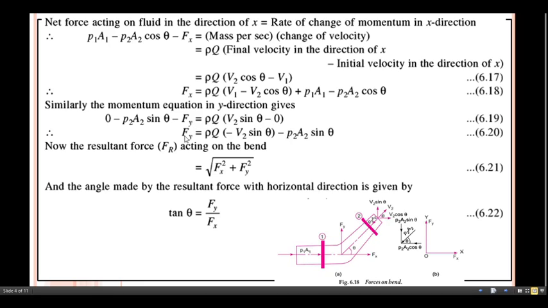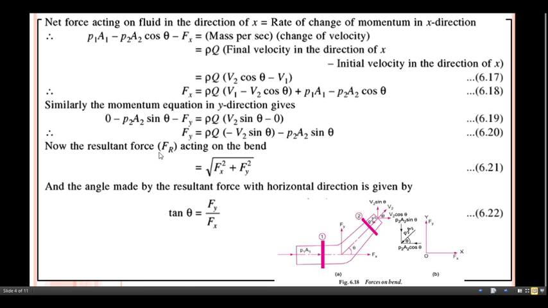Okay, so what about the Fy? If I take this Fy towards one side and the remaining terms towards the other side, then in this way you can get the relation ρQ. The sign of this one will change if I take this towards the other side. So ρQ into minus V2 sin θ. And what about this one? This term will remain as it is, P2A2 sin θ.